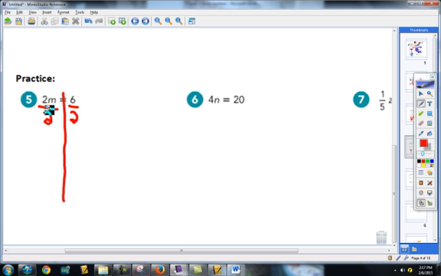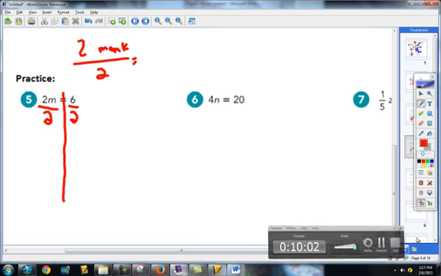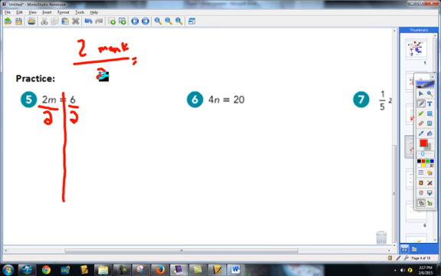Just think of it like this. I have 2 monkeys, and I'm dividing them by 2. 2 monkeys divided by 2 would equal 1 monkey. So remember, just because it's not there, there is a coefficient of 1 there. That's what we're doing when you're doing the inverse, you're getting back to just the variable by itself. Then we do 6 divided by 2 is 3.